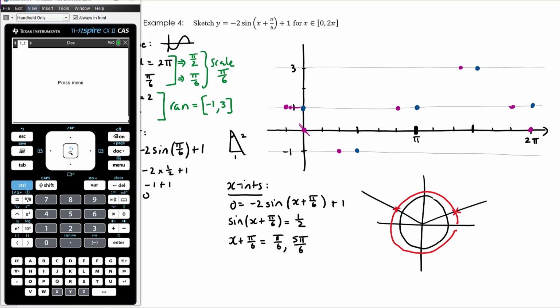My next x-intercept is going to be somewhere over here. And then there won't be another one, they'll be back at 0 again. So I've got enough here. I've got all the intercepts that I need.